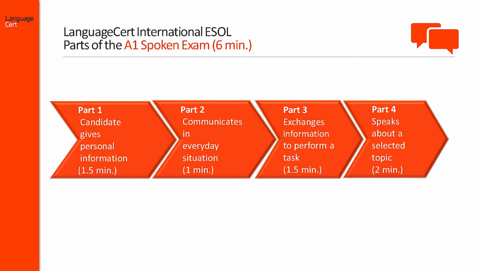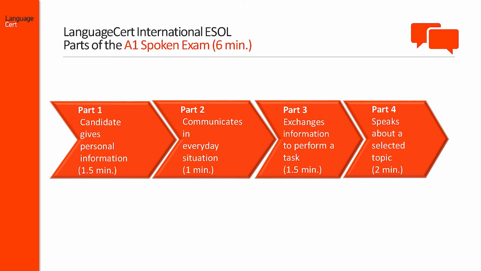In Part 3, the candidate and the interlocutor give and receive information in order to perform a communicative task. Without looking at each other's picture, they need to spot the differences by means of questions and answers. The duration of this part is 1 minute and a half.